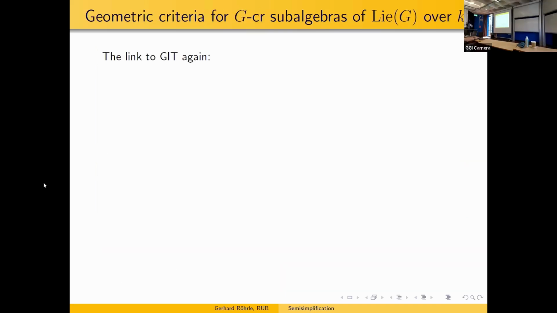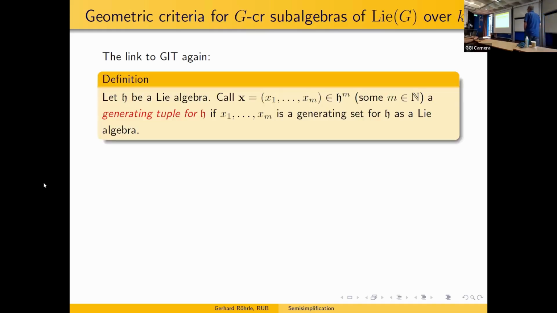Again, this rational Hilbert-Mumford theorem is the right setting to have a geometric criterion for G complete reducibility for algebras. This is almost the same thing, where you saw group elements before, they're now elements of the Lie subalgebra. So H is a Lie subalgebra of Lie G really. We can take a tuple, and I call it a generating tuple, if these elements generate H as a Lie subalgebra of Lie G.